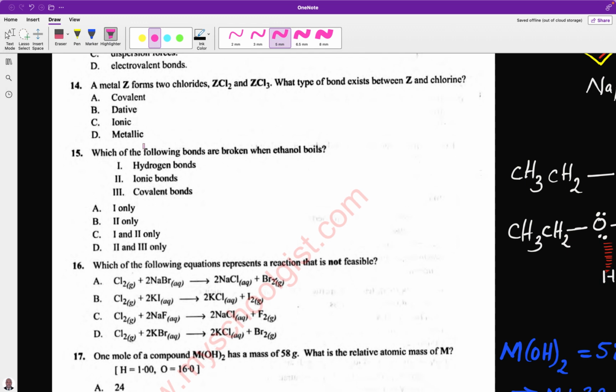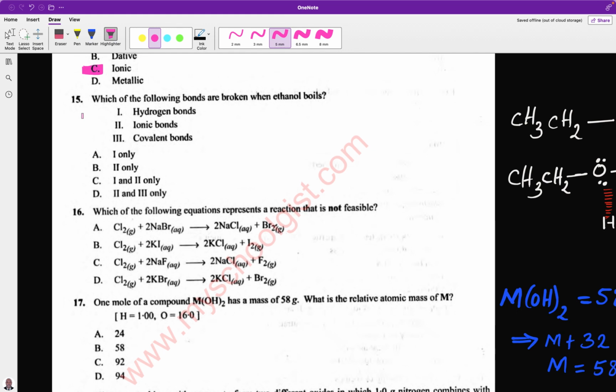It is not a metallic bond. The only bond that exists between a metal and a chlorine atom, say between two chlorides, a metal and a chloride, what exists between them is an ionic bond, or what you call electrovalent bond. So our answer for 14 is C. Metal and non-metal bond. Okay.